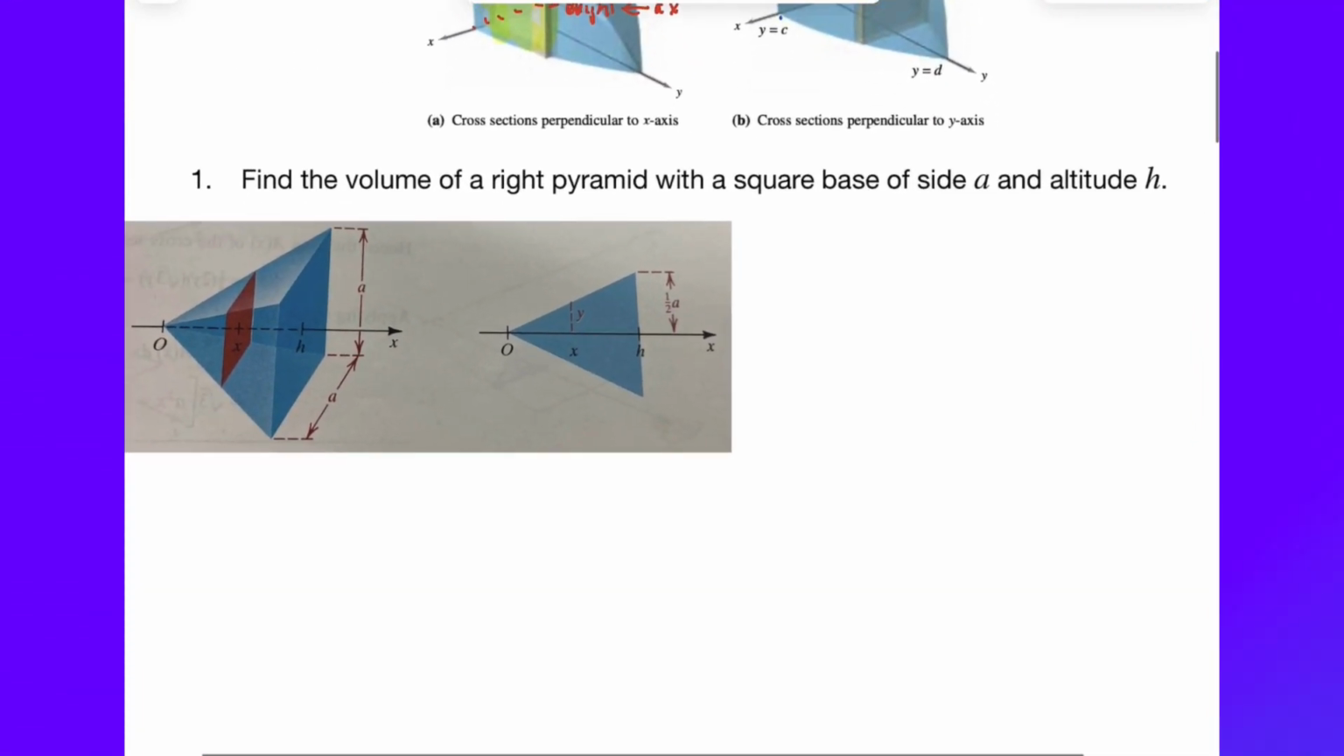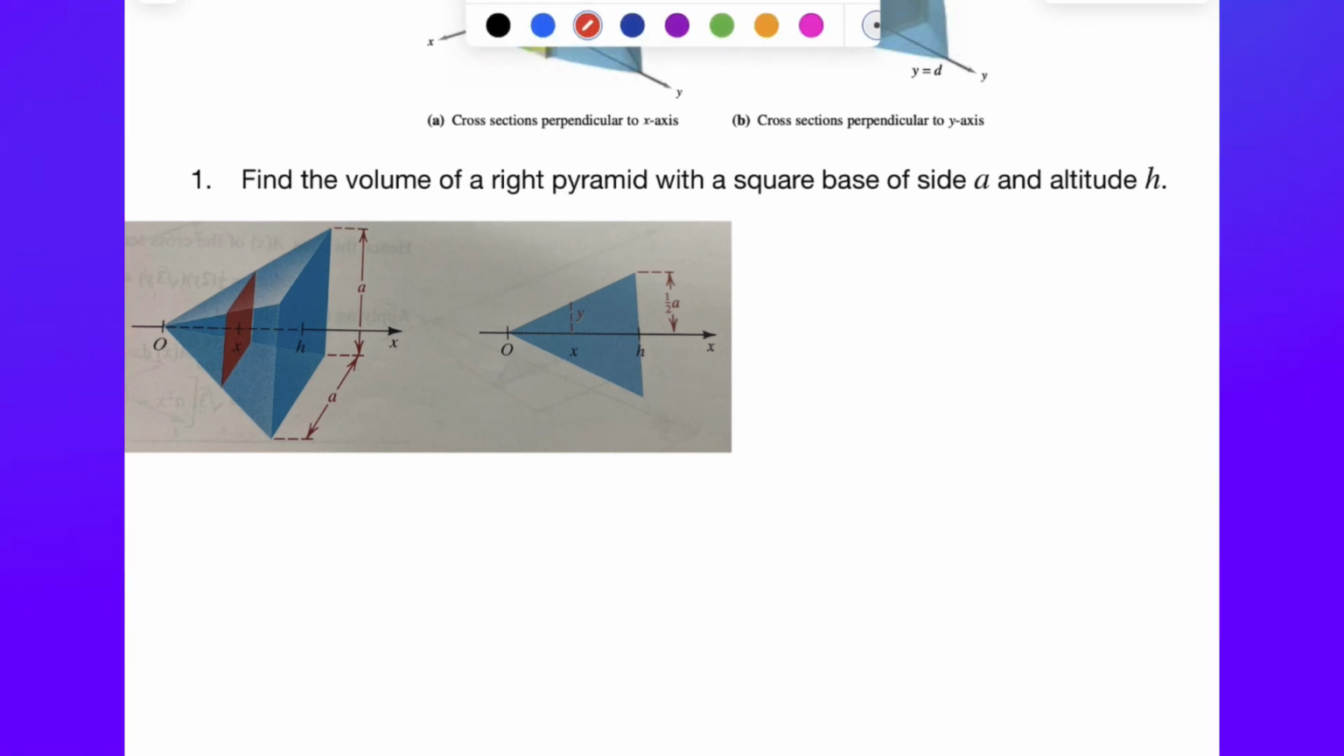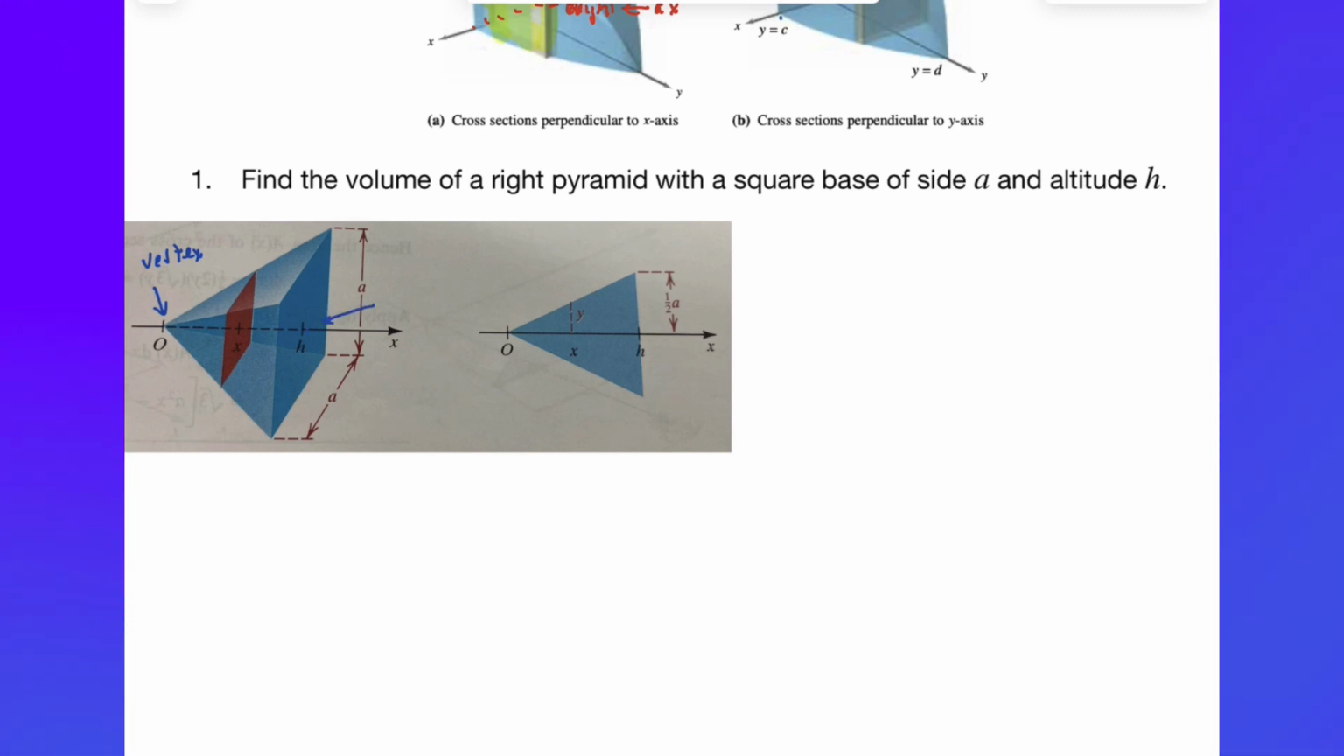Now, I went ahead and drew the picture here. You won't always have the picture. So we want to find the volume of a right pyramid with a square base of side a and altitude of h. I chose to turn my pyramid on its side so that the vertex of the pyramid is at the origin and the altitude of the pyramid is on the x-axis. I just did this so it's easier to work with. So the height of my triangle is h, and I label that as the distance h on the x-axis.